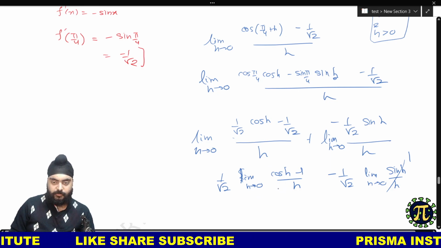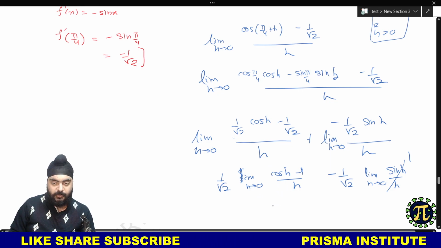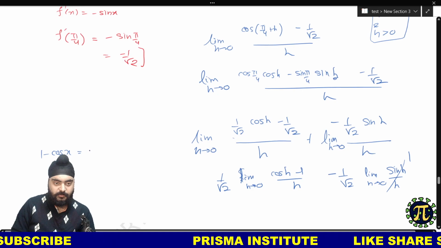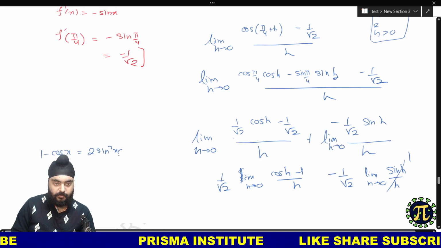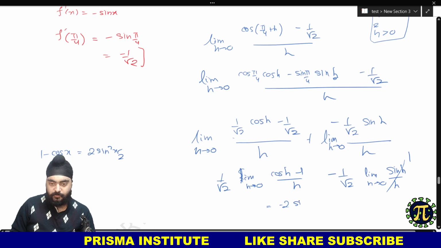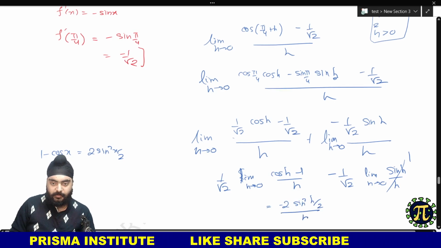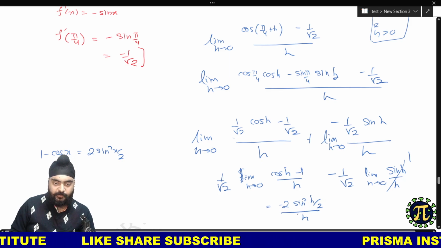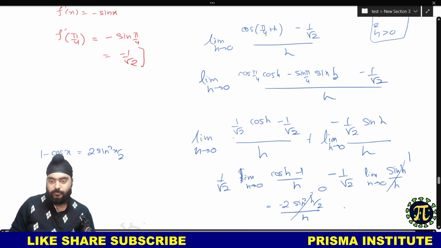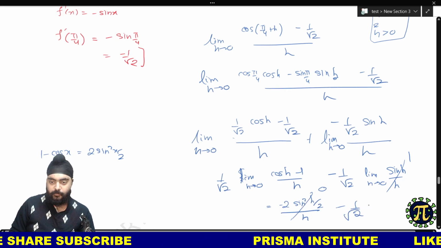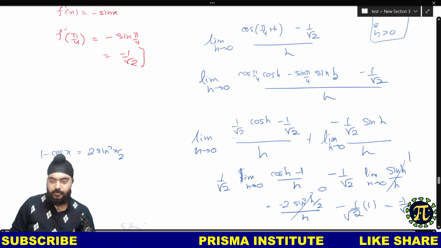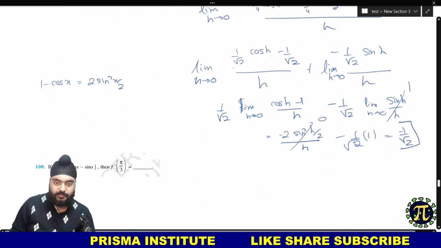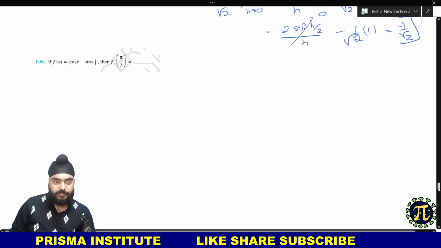So let's check. 1 minus cos h is, sorry, 1 minus cos x is 2 sin square x by 2. So this is minus 2 sin square h by 2, and this will go to 0 because sin h by 2 will be 1 but one h is missing, so the remaining sin h by 2 will go to 0. So this part will go to 0, and the other part is minus 1 by root 2 into 1, which is minus 1 by root 2. So you can do this the hard way or you can simplify it, simply taking the derivative in the local region. Okay, let's move to our next question.